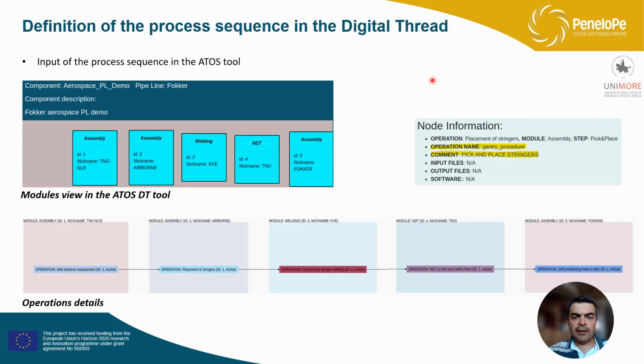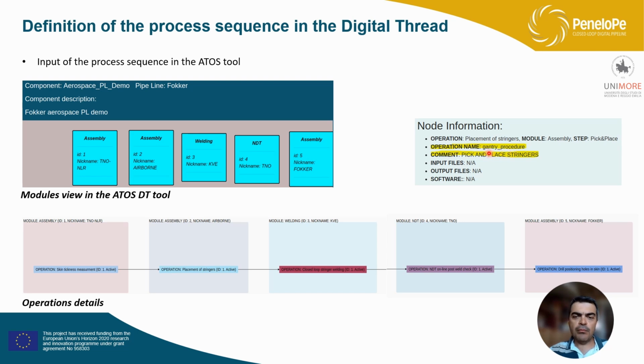Here I've presented a few screenshots about how the process is instantiated in the Atos tool. Here we see the 5 main modules of the product, which are assembly, welding, or non-destructive test modules. In each module we have an operation that better describes the module itself. We have used the operation name as a field able to convey the type of operation.